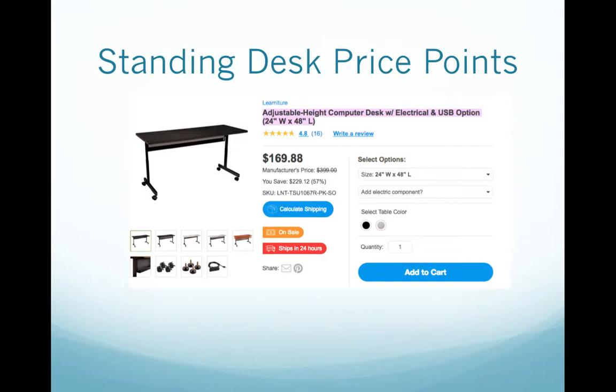Standing desk price points. The next few slides show different available options for standing desks and the different options they come with. So this is a standing desk. It's actually a wider standing desk, can be used for 2 students, and it also comes with electrical and USB options. This is a great desk if students are using an iPad, Chromebook, laptop, or even a desktop computer and prefer to stand. They can stand and have it charging and plugged in at the same time. It also has wheels, so it can be moved around the classroom.